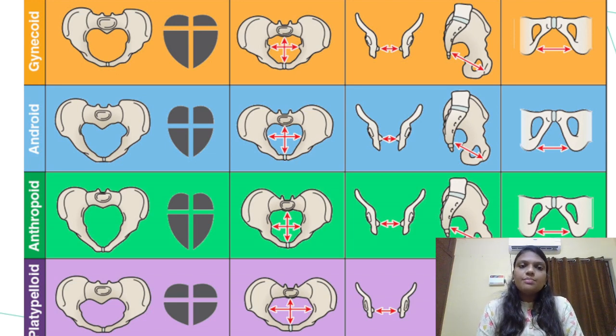Whereas the anthropoid pelvis is anteroposteriorly oval. So both the anterior and the posterior segments will be increased. Whereas in platypelloid pelvis, the inlet is transversely oval. So both the anterior and posterior segments will be reduced. These are the differences between all the four types of the pelvis.